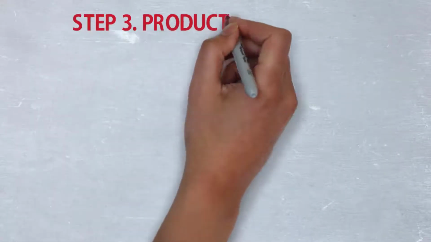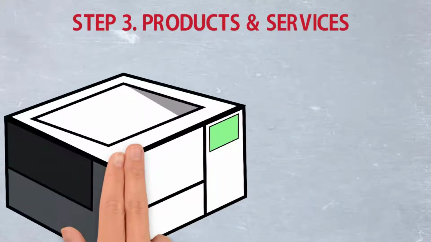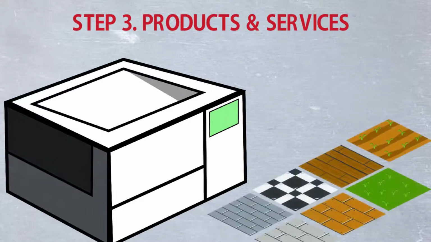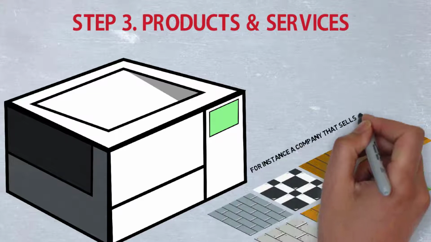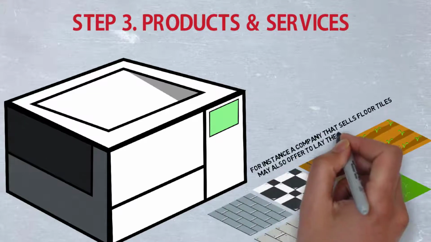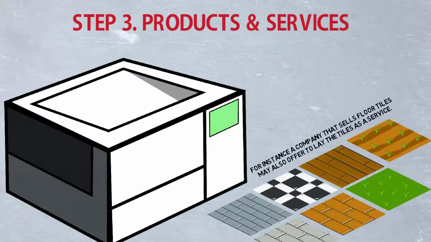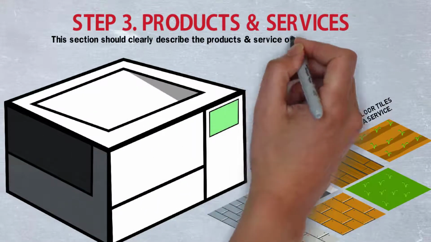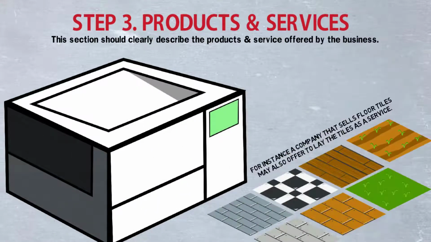Step 3. Products and services. Businesses can take many forms and may deliver either products, services, or a combination of the two. For instance, a company that sells floor tiles may also offer to lay the tiles as a service. This section should clearly describe the products and services offered by the business.